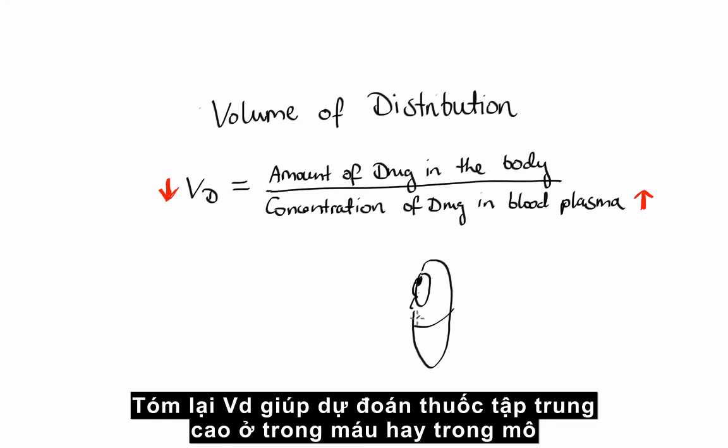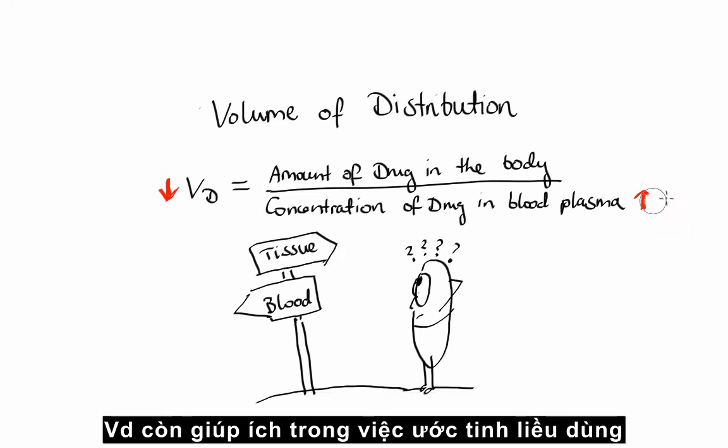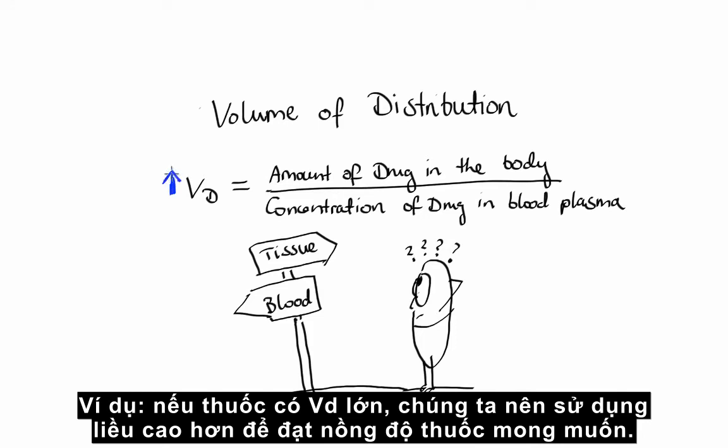So the bottom line is, volume of distribution helps predict whether the drug will concentrate largely in the blood or in the tissue. This is really helpful in estimating drug dosing. For example, if a drug has a large volume of distribution, we would need to administer a larger dose to achieve the desired concentration.